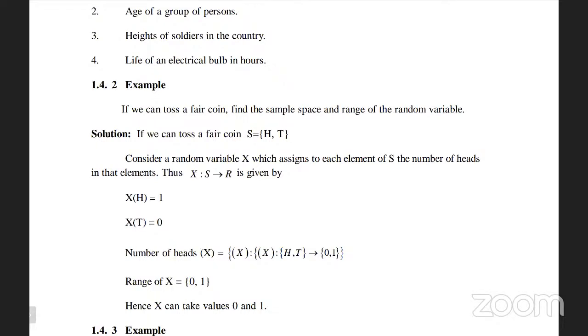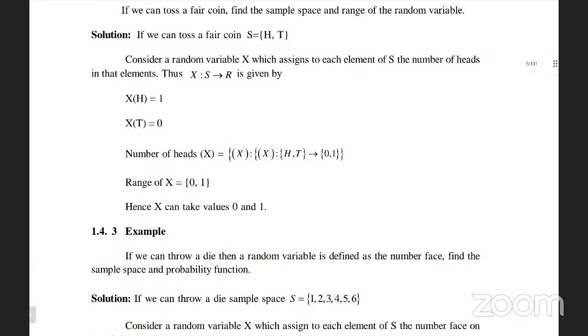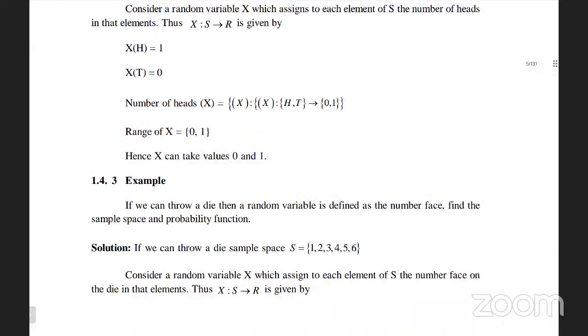We have a total sample space of 2 possibilities only. It is either getting head or tail only. So in the sample space, head or tail. Capital X is a random variable, X: S to R, given by X of H equal to 1, X of T equal to 0. So here, number of heads, capital X equal to {H, T}, this tends to {0, 1}. Range of capital X equal to {0, 1}; X can take the values 0 and 1.